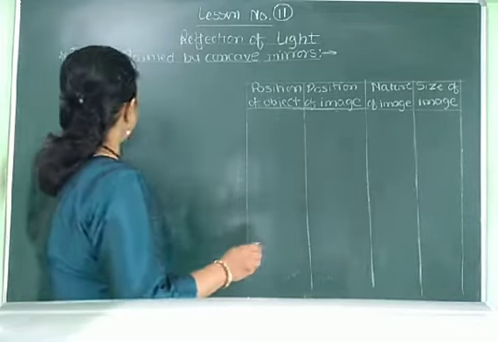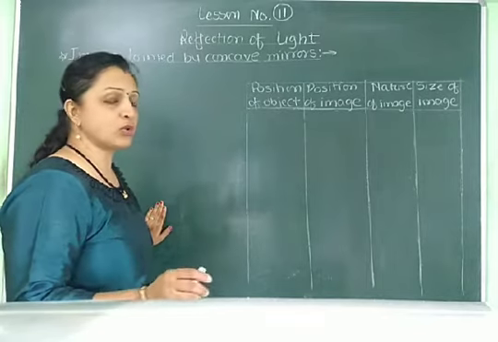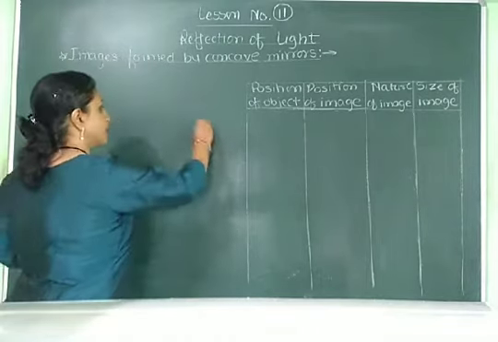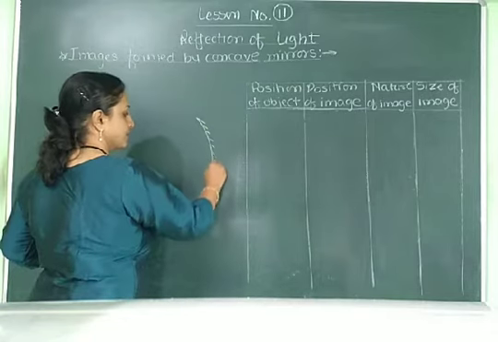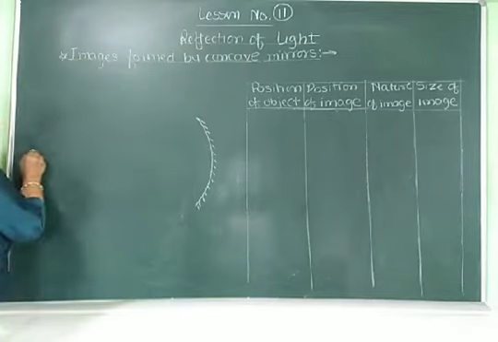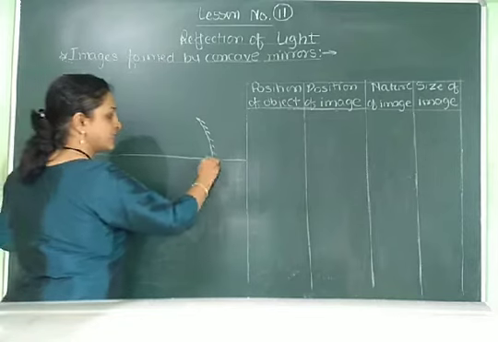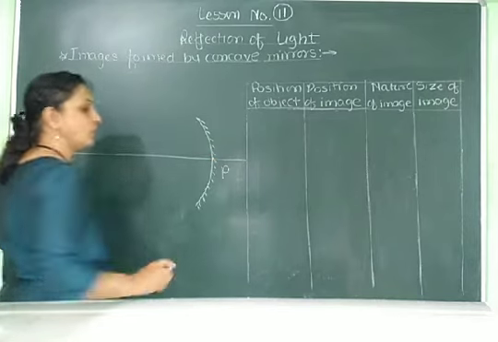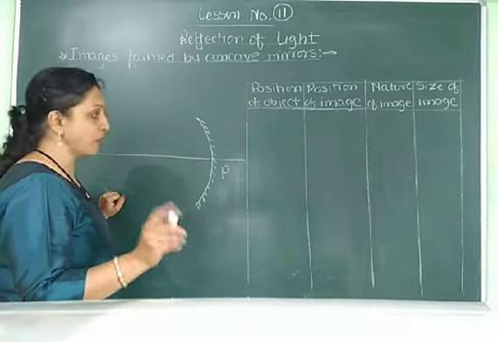So we have to study the image formation by this concave mirror, and for that we have to draw a simple concave mirror here. Suppose this is a simple concave mirror. After that, we have to draw the principal axis of this concave mirror. Suppose this is the principal axis. Then this is the pole of the mirror. We know that the center of the mirror surface is called the pole of the mirror.